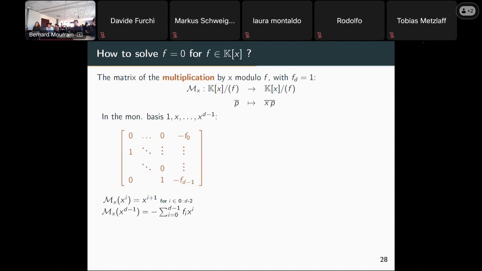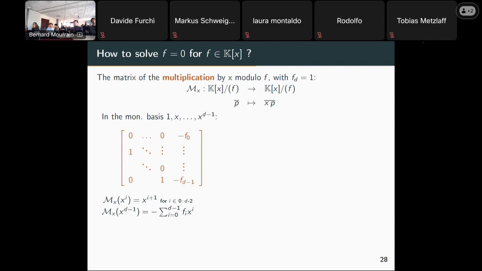Using linear algebra, how to solve a polynomial in one variable with linear algebra techniques? What you can do is look at the multiplication by the variable x modulo f. So here we assume that we have a polynomial f of degree d, and the leading coefficient is equal to 1. So we have the multiplication by x, which takes p modulo f and computes x times p modulo f.